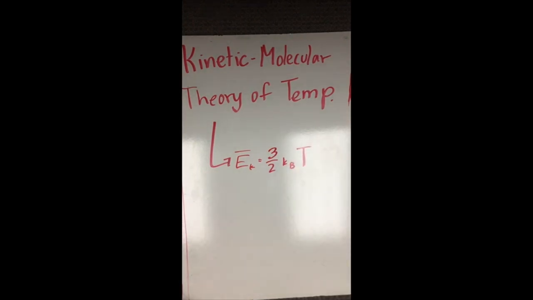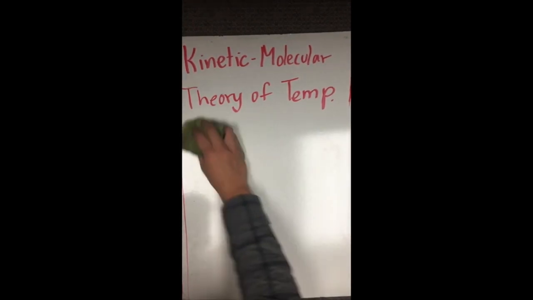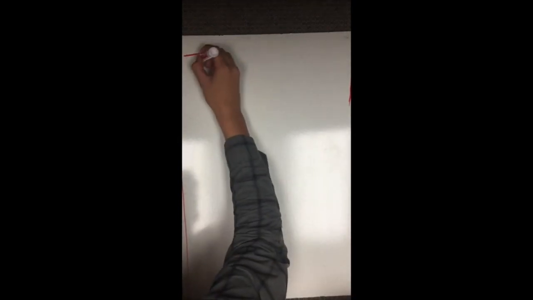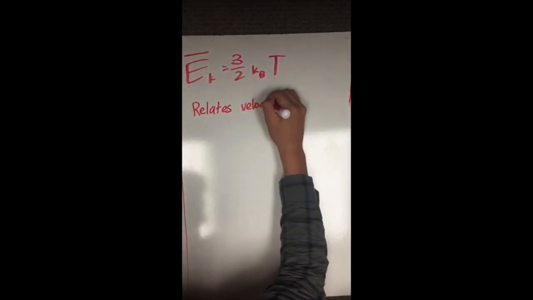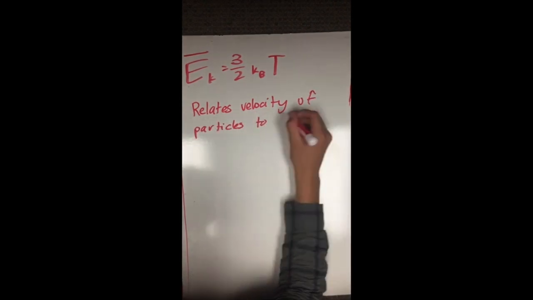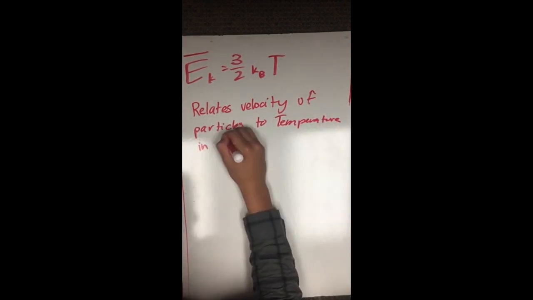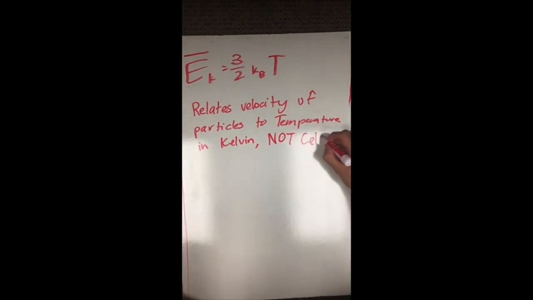kinetic energy. Kinetic energy, the derivative of kinetic energy, which is Boltzmann's equation of Ek is equal to 3/2 Boltzmann's constant times temperature. This is important because it relates velocity of the particles in a system to the temperature in Kelvin, not Celsius. Wikipedia made it clear that it was not in Celsius.